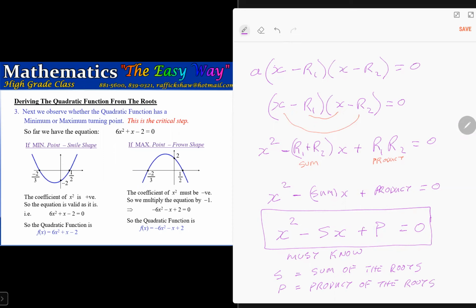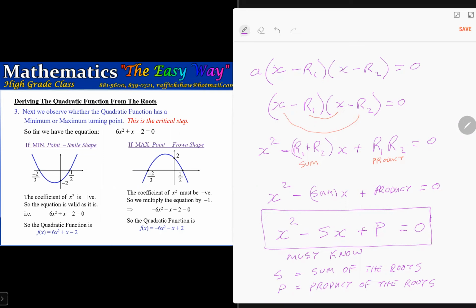Sum of the roots, product of the roots is the other method that we can use. Sum of the roots, product of the roots will give you the same equation. Now I'm going to do it with the negative 2/3 and the 1/2, just to show you that the equation works. And we're going to get the same equation, 6x squared plus x minus 2, when we make the adjustment.